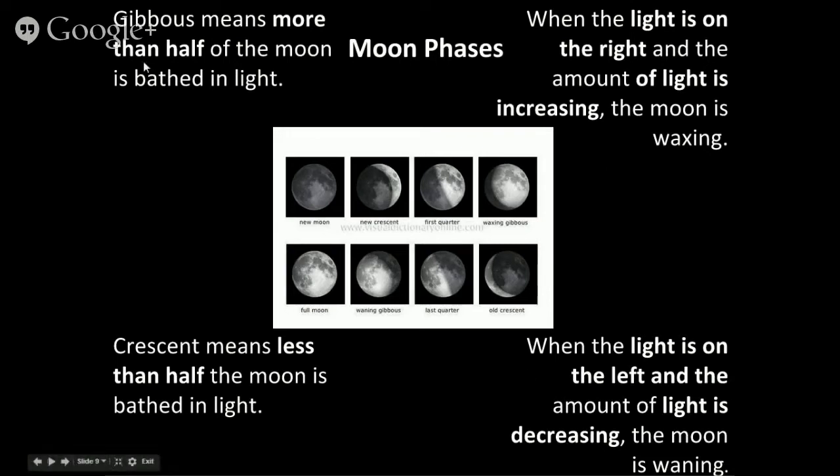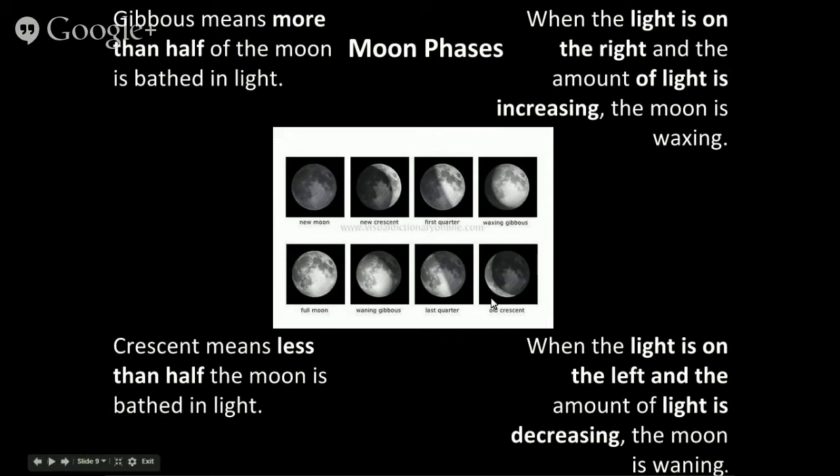For example, if I told you, let's find a waxing gibbous, we want to find something where more than half the moon is bathed in light, and the light is on the right. Well, here's a waxing gibbous. The light's on the right, and more than half the moon is covered in light. A waning crescent: the light's on the left, and crescent means that less than half of it is showing light. Here, they're calling it old crescent in this picture, but it's a waning crescent, less than half is covered in light, and the left side is what's covered in light.